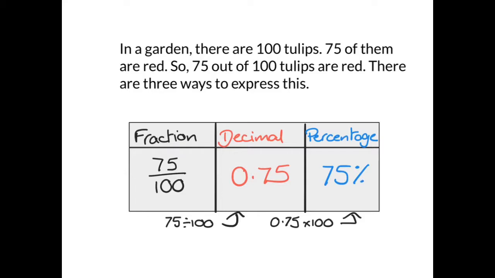We can write it as a fraction here, so we've got 75 out of 100, 75 over 100. We can write it as a decimal, 0.75. This, of course, is the decimal equivalent because this means 75 divided by 100, which is 0.75. We can also write it as a percentage. 75 out of 100 means 75%. We can turn a decimal into a percentage by multiplying it by 100, and 0.75 times 100 gives us 75%. So this is just three different ways of saying exactly the same thing.